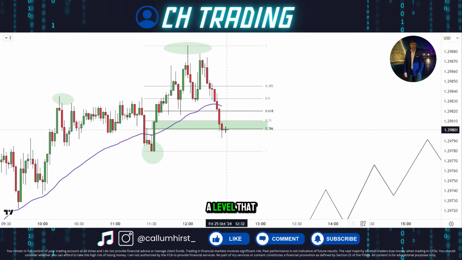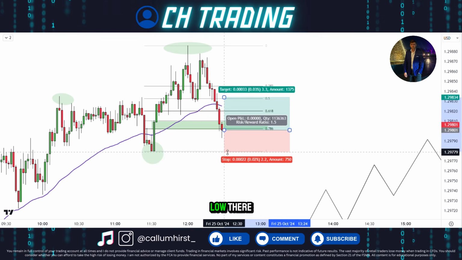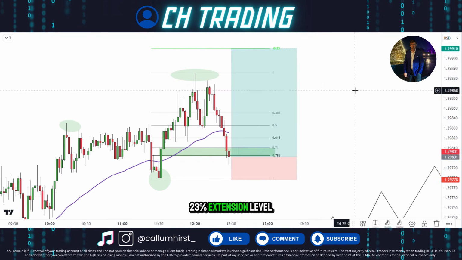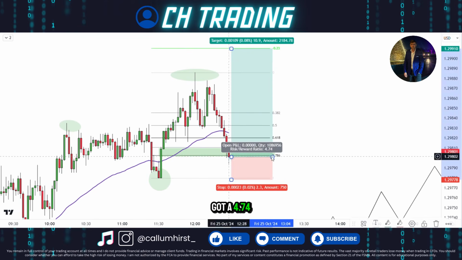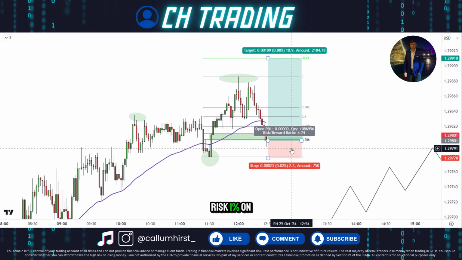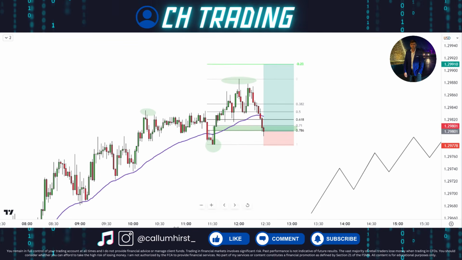So this is a level that you could take a buy from, put your stop loss below that low there, and put your TP at the 23% extension level, okay. There you've got a 4.74 risk to reward trade. So if you risk 1% on this trade, you're going to make 4.74% on the upside. Let's see how this one plays out then.